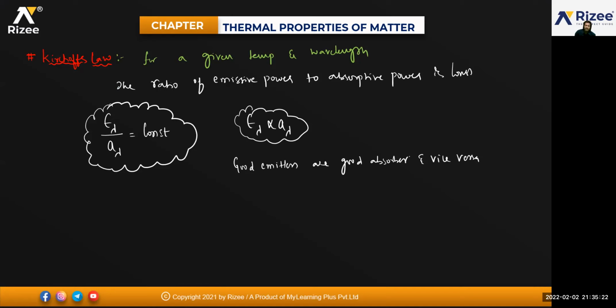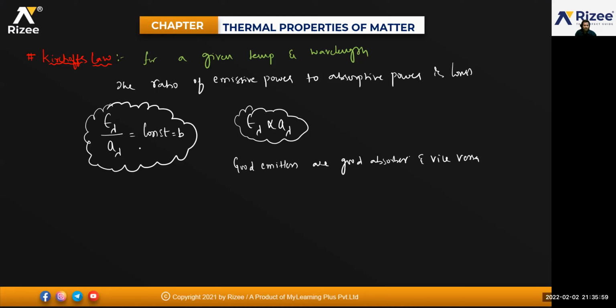If I am giving X amount of a ray to a given body, and it is absorbing the complete X amount of the ray, then such bodies are good emitters as well as good absorbers. So the ratio of E lambda by A lambda, if it is constant, I am representing that constant by some letter. So the ratio of emissive power to absorptive power is a constant for a given temperature as well as wavelength. So E lambda by A lambda is equal to a constant. So good absorbers are good emitters, or good emitters are good absorbers. Very, very important formula.